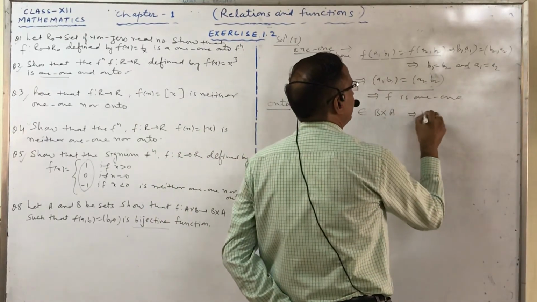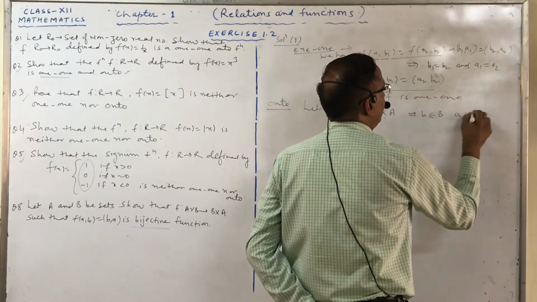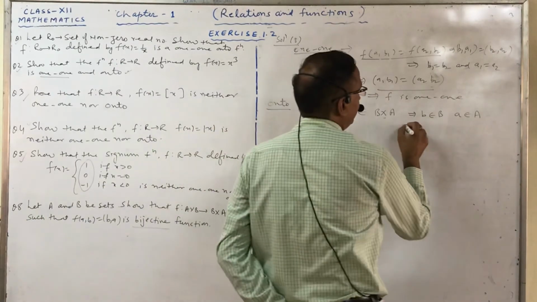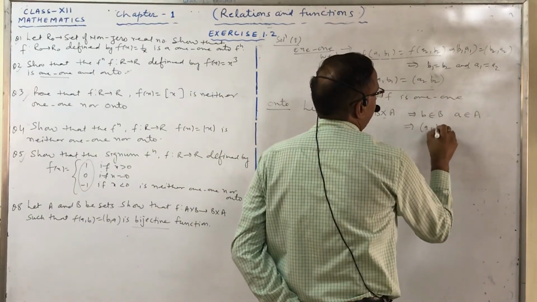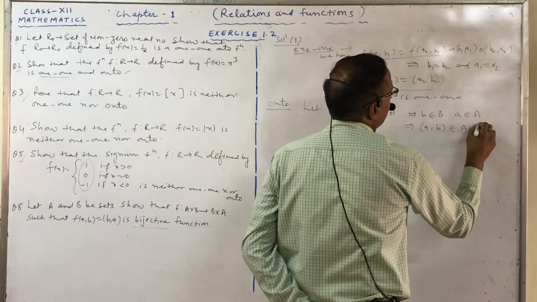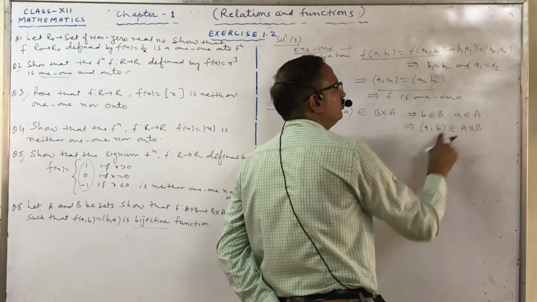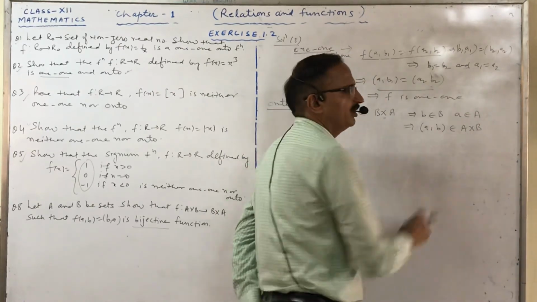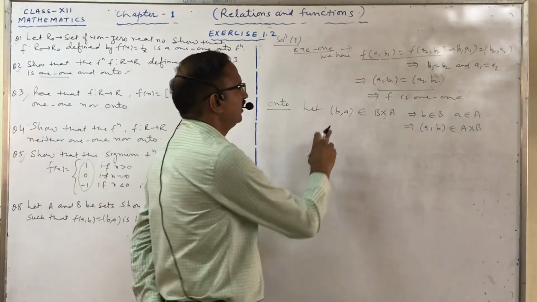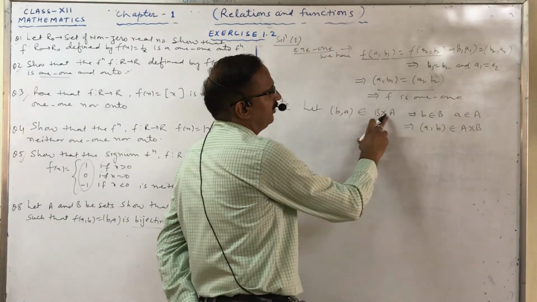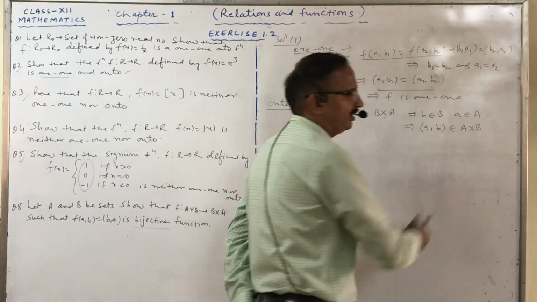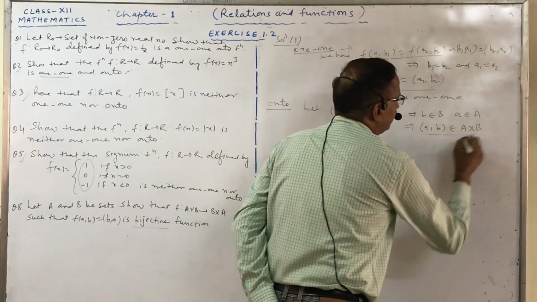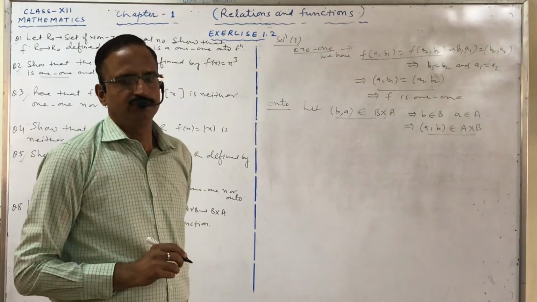This implies that b belongs to set B and a belongs to set A. So we can say that (a, b) belongs to A cross B because a belongs to A and b belongs to B. As (b, a) belongs to B cross A, so (a, b) belongs to A cross B. Okay?